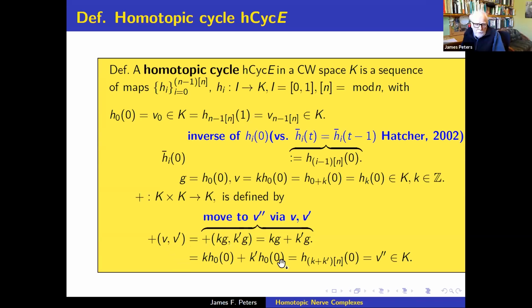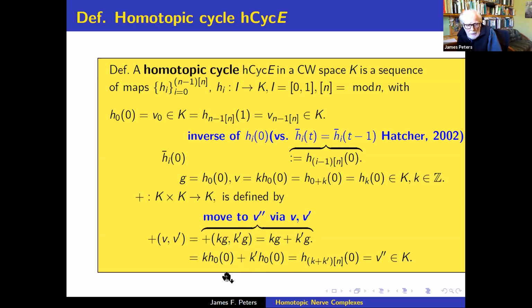But if v and v prime are vertices in one of these cycles, then we know that if we've designated one of these vertices as a generator, then every other vertex can be written as a linear multiple, an integer multiple, of that generator element. So I can write it like this.